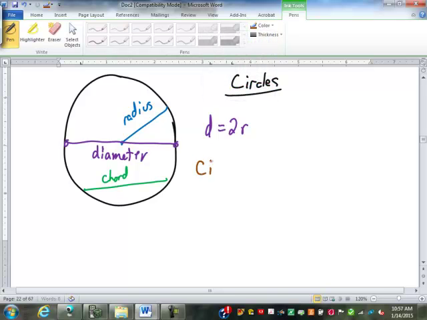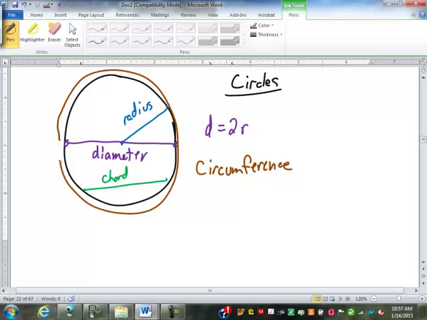Of course, we also have the circumference. Circumference is the perimeter, or the distance around the circle. The circumference of a circle is pi times the diameter. Pi is a mathematical constant that is 3.14159, blah, blah, blah. Bless you. You have a, bless you again.